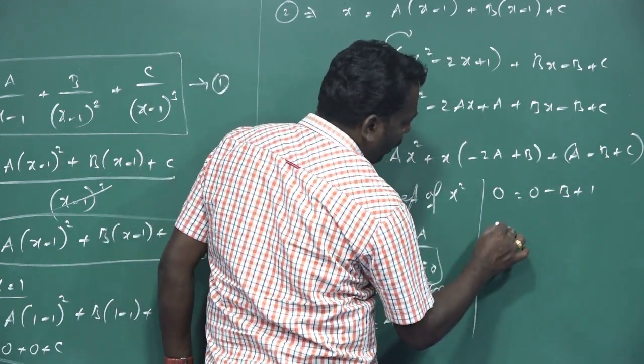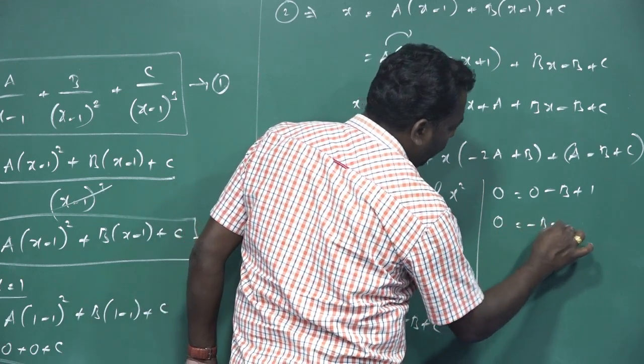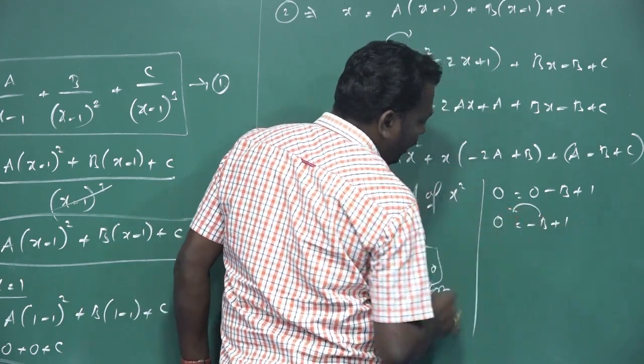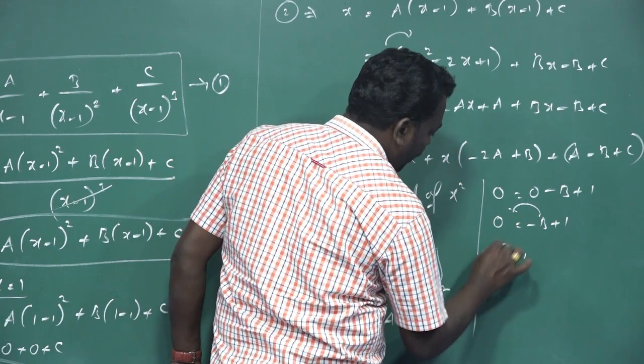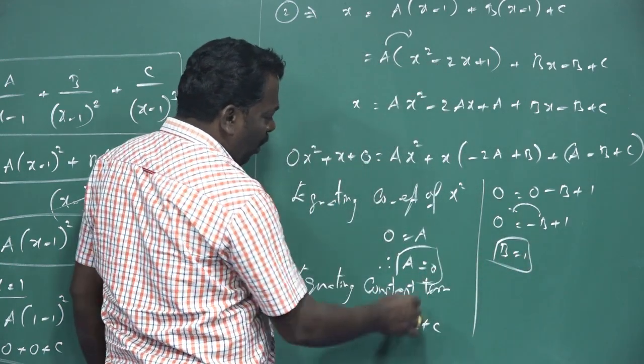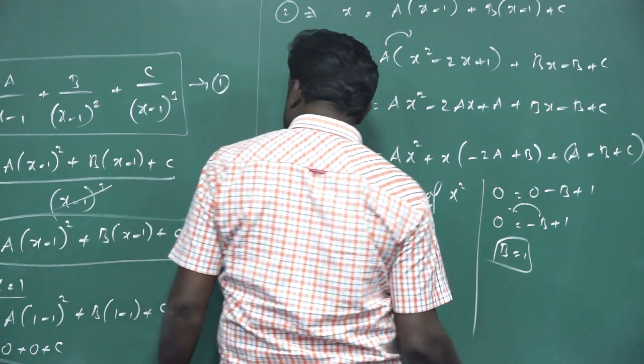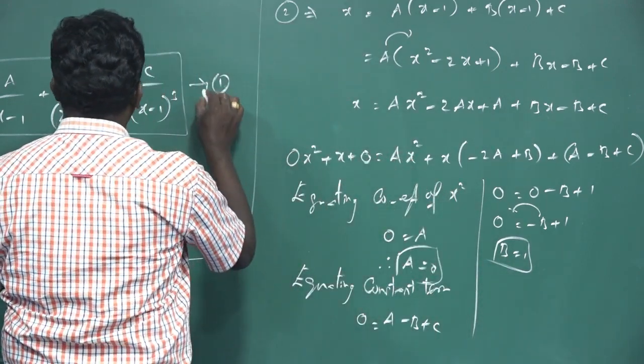1. Now therefore 0 is equal to minus b plus 1. Just transfer the b to the other side, b is equal to 1. B equal to 1. Now we know the value of a equal to 0, b equal to 1 and c equal to 1. Substitute in the first equation.